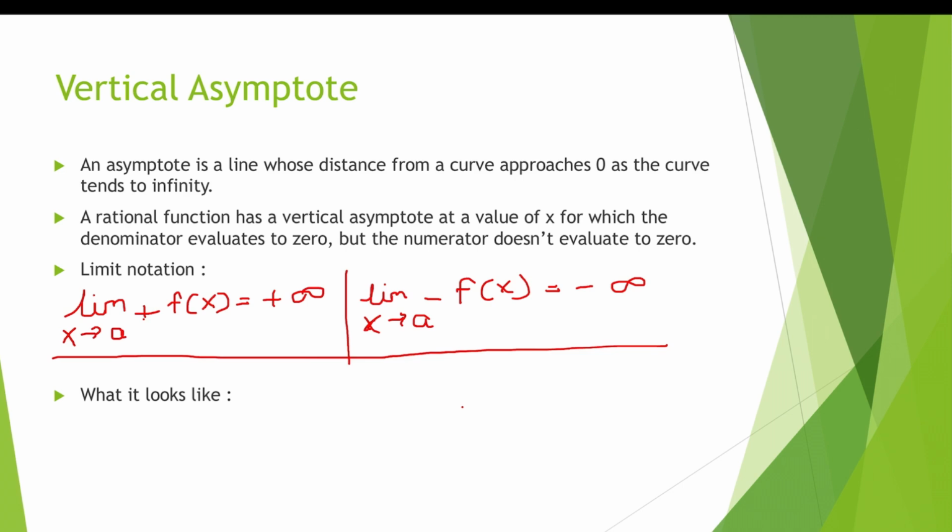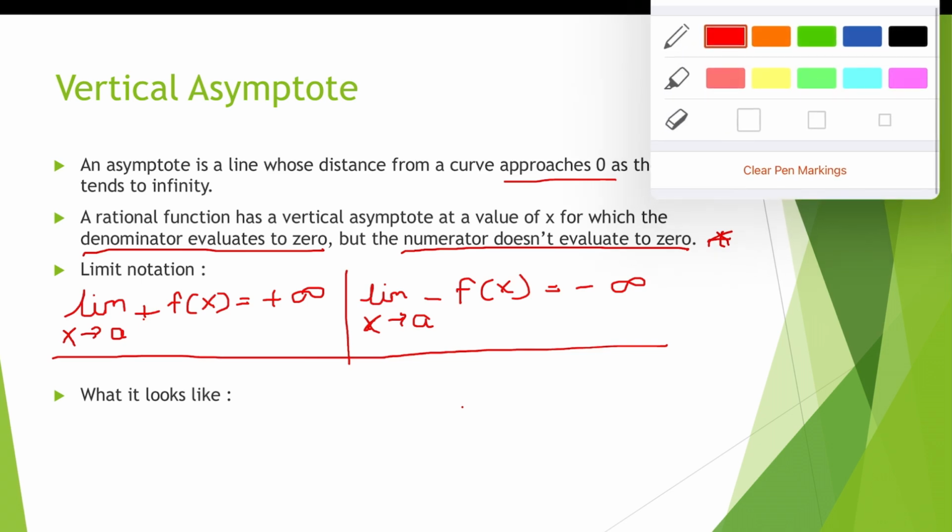Let us begin. A vertical asymptote. It says that an asymptote is a line whose distance from a curve approaches zero, okay, as the curve tends to infinity. It also states that a rational function has a vertical asymptote at a value of x for which the denominator evaluates to zero. Keep this in mind, okay? The denominator evaluates to zero, but the numerator does not evaluate to zero. That is the key point, okay? And I'm going to show you what it looks like graphically.